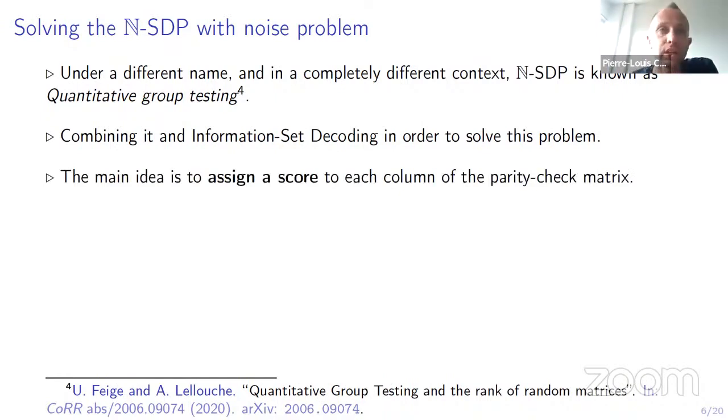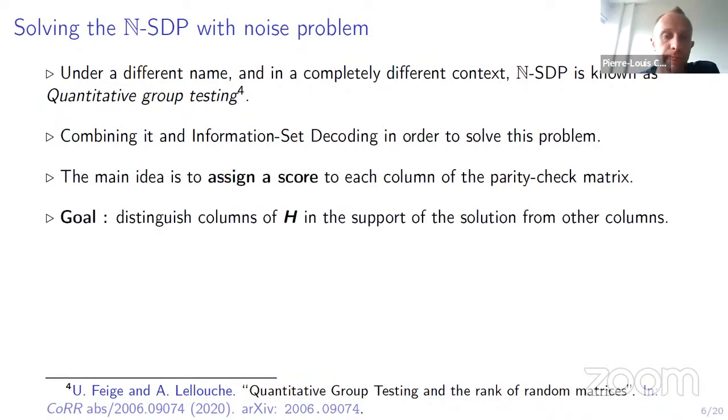The main idea here will be to assign a score to each column of the parity check matrix. Because what we want is the columns which were involved in the matrix vector product. We want to know which columns are summed to obtain the corresponding syndrome. So for each column, I will show you how we will do it. We will assign a score, and with this score, we will be able to select the correct columns. We want to distinguish the columns which are in the support of the solution from the columns which are not involved in the product, so which are out of the support.